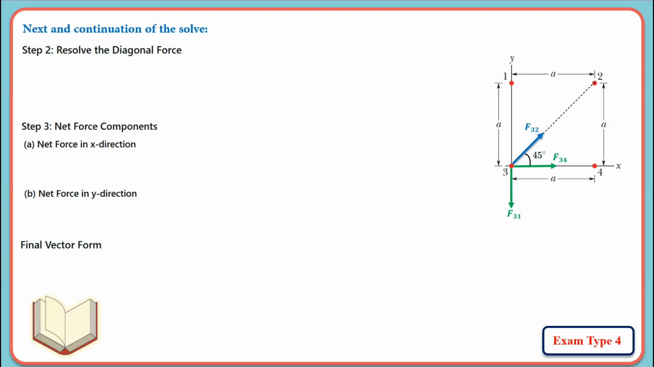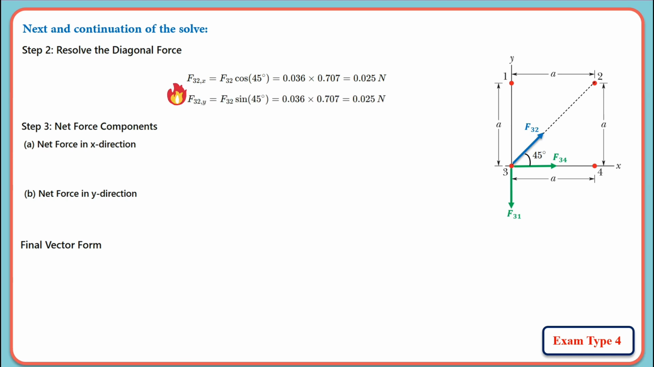Now let's continue and resolve the diagonal force. We break F32 into its x and y components using cosine and sine of 45 degrees. So F32x equals 0.036 multiplied by 0.707, which gives 0.025 newtons. Similarly, F32y is also 0.025 newtons.